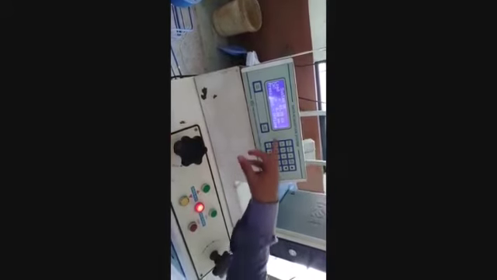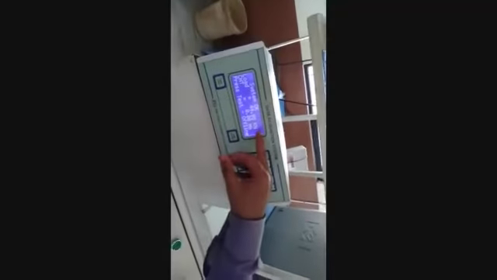Now we will start the hydraulic power unit and we will apply the load. Now these two valves are open. Now I will start the pump and I will close this valve. So here we can see load is increasing.